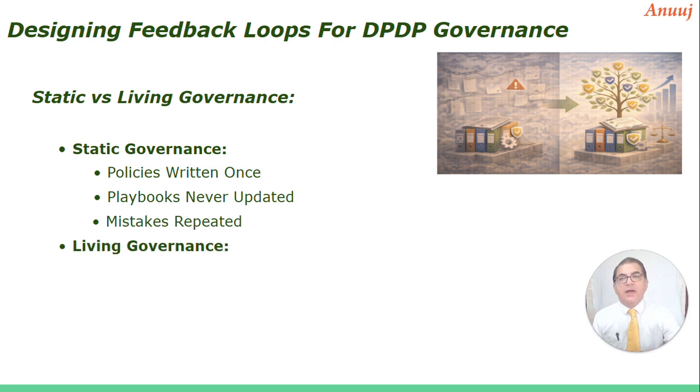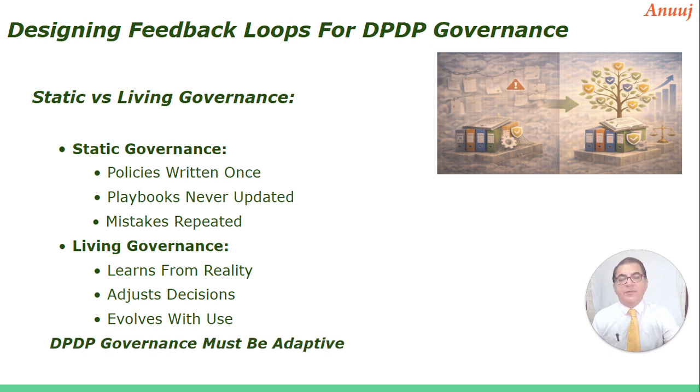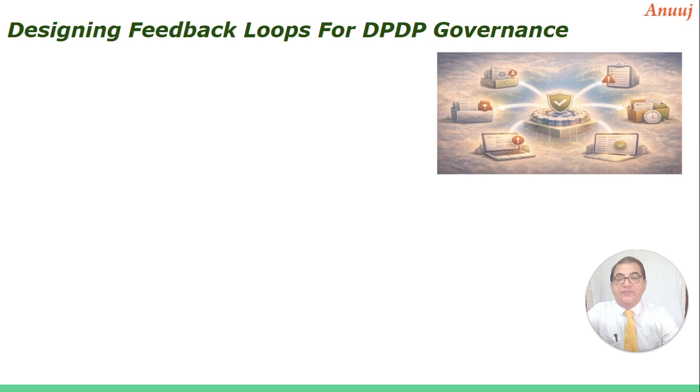Okay, move on. A live governance, or a living governance, would mean that we are learning from reality. And ideally, I am sure this should be done: once a week there is a review meeting which says what are the new things that we have observed during this week, so that they can be put into those FAQs, those playbooks. The decisions can be readjusted depending on the experience, and as the cases come in, we evolve our governance systems. DPDP governance has to be adaptive.